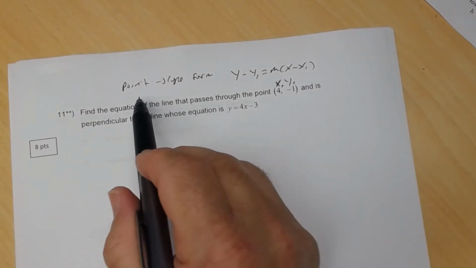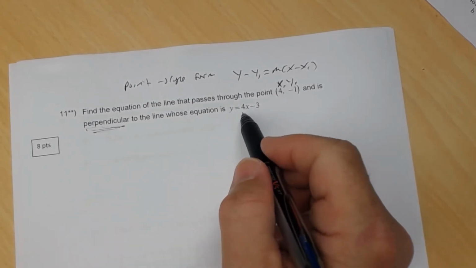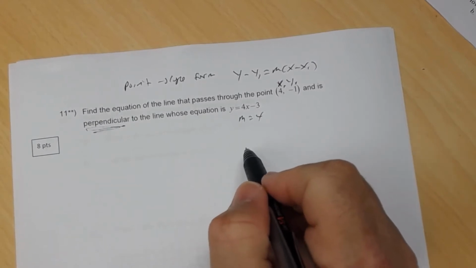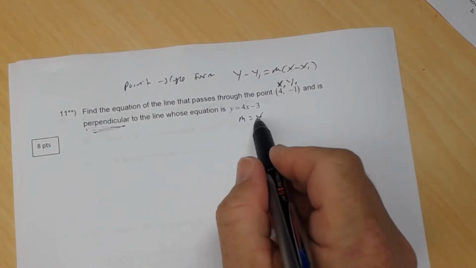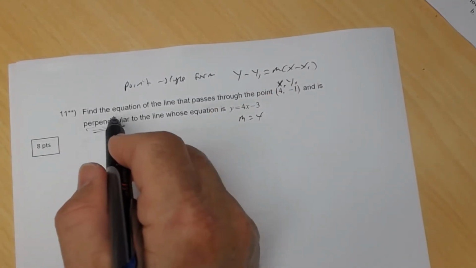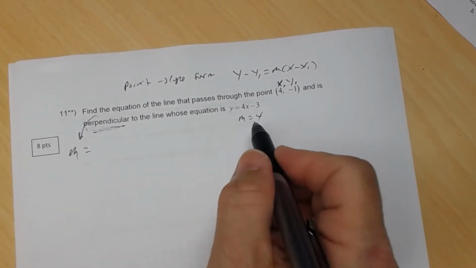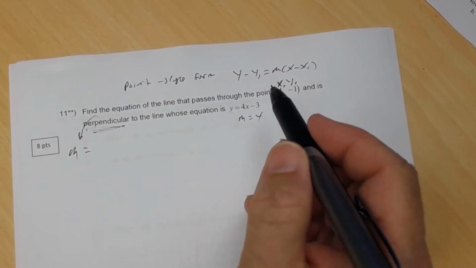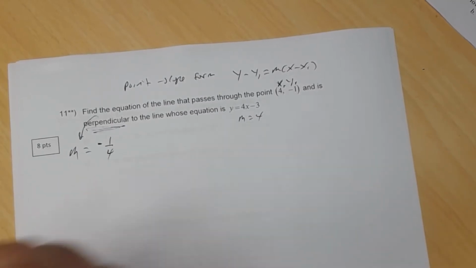Well, you do know that the line you're interested in is perpendicular to this line, and the slope of this line right here is 4. Remember, if two lines are perpendicular, their slopes are negative reciprocals of each other. So this is 4, and the slope of the line I'm interested in is going to be the reciprocal, which is 1/4. But then you take the opposite, because it's the negative reciprocal. So if this is positive, this becomes negative. So negative 1/4 is the slope that I'm interested in.